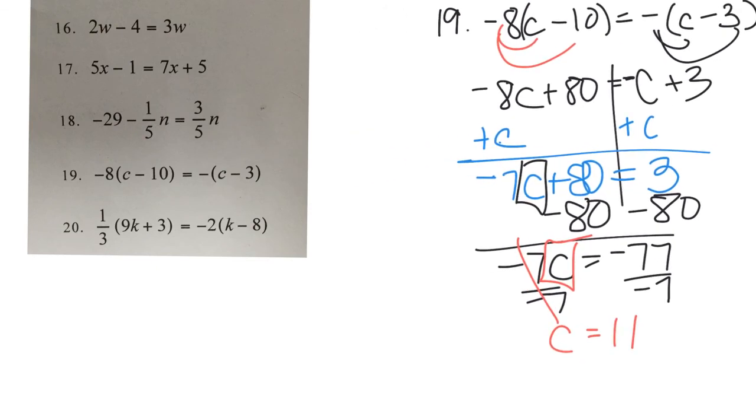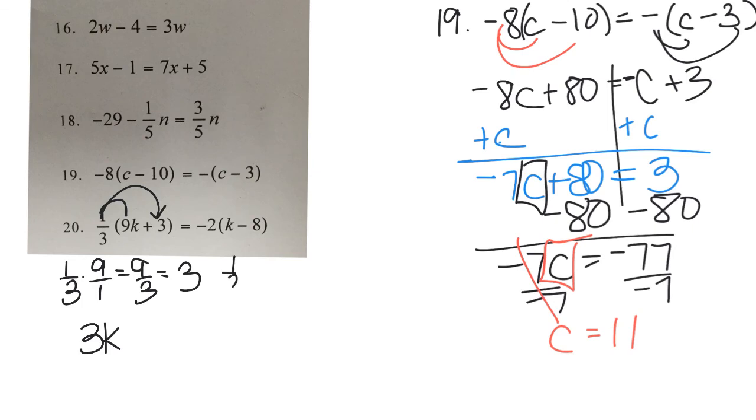Move that out of the way, and we'll do number 20. 1/3 times 9. Well, 3, that's really like 9 divided by 3. 1/3 times 9 over 1, that's 9/3, which is 3. So we get 3k. 1/3 times 3 is 3 over 3, which is 1. Now we can always do the cross canceling.